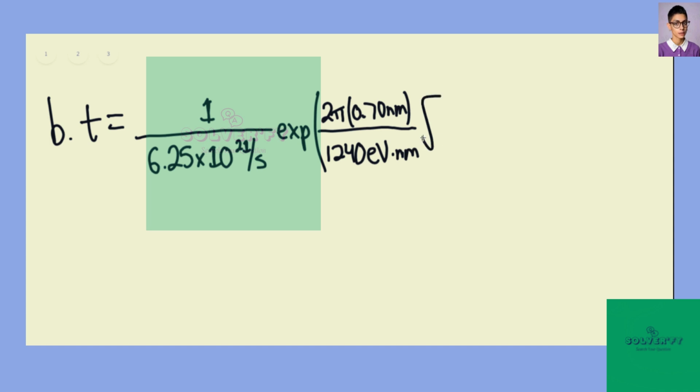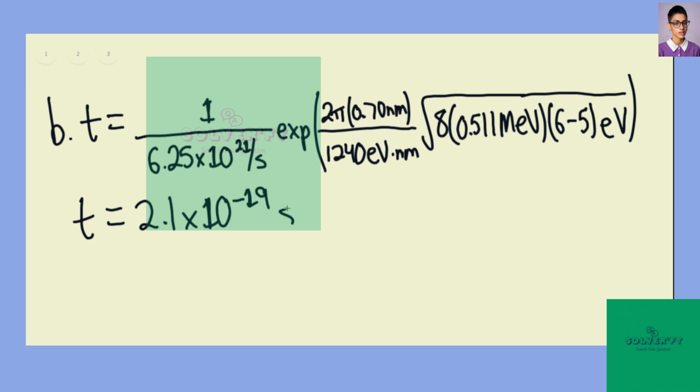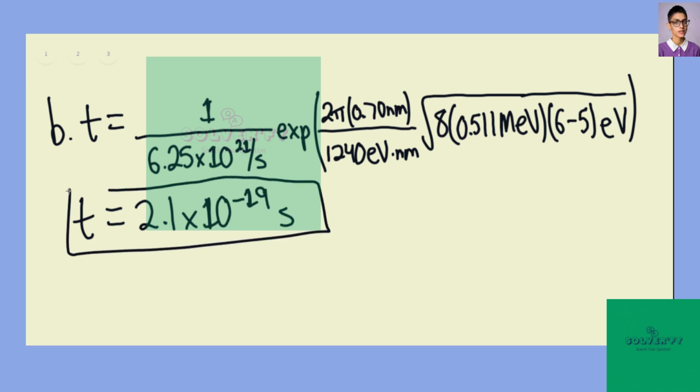And then this would be multiplied by the square root of 8, and this is where it changes. Instead of 938 mega electron volts, we have 0.511 mega electron volts, and then this would be multiplied by 6 minus 5 electron volts, close parentheses. The waiting time here would be 2.1 times 10 to the negative 19 seconds. This is a very short amount of time.